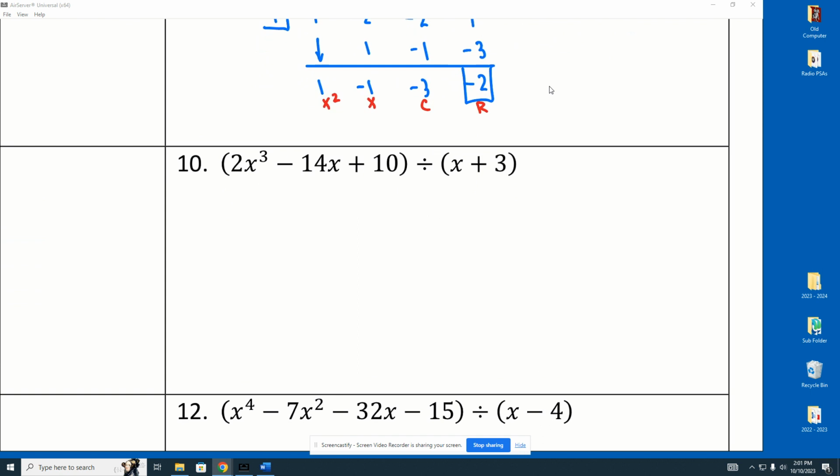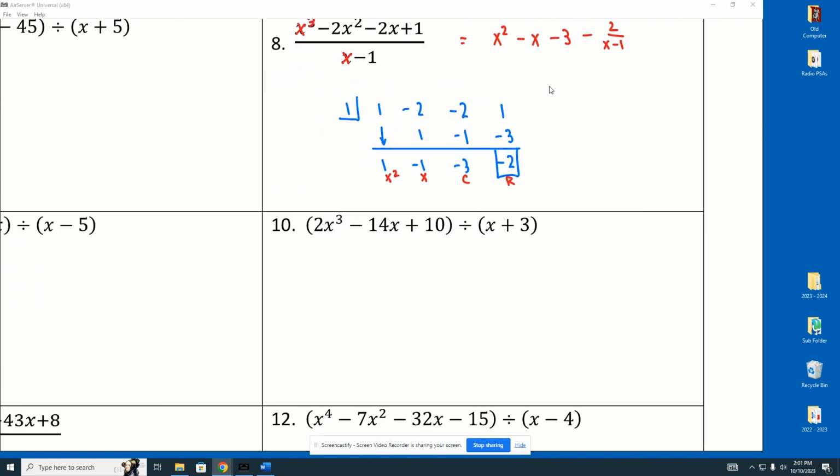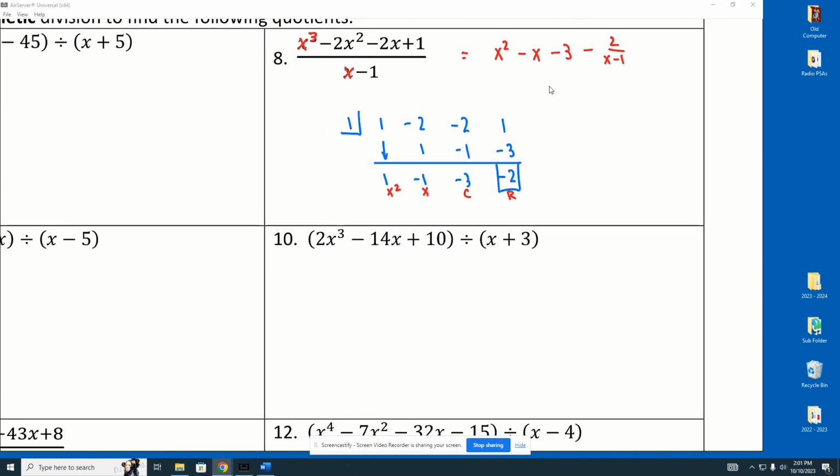Let me do number 10 with you. Again, I'm going to leave space in case you didn't quite see that or get that. So the number in my box, remember if my divisor is x plus 3, the number in my box is negative 3. Now, this is why I'm going to do this one. It starts with x cubed, so the coefficient of x cubed is 2. And then you work your way down.